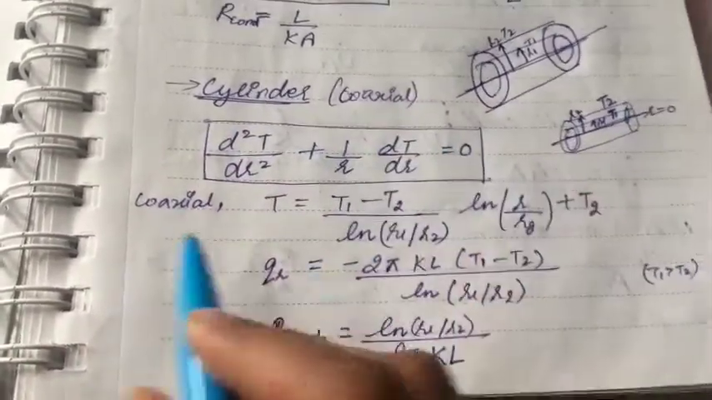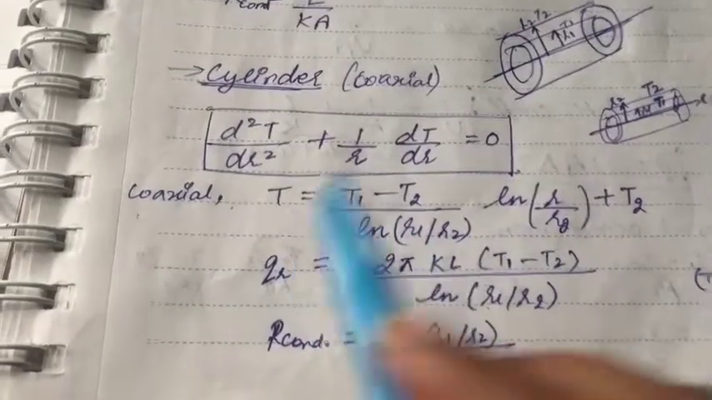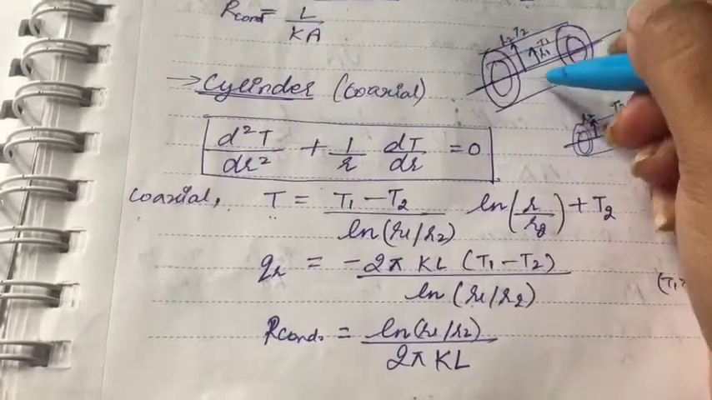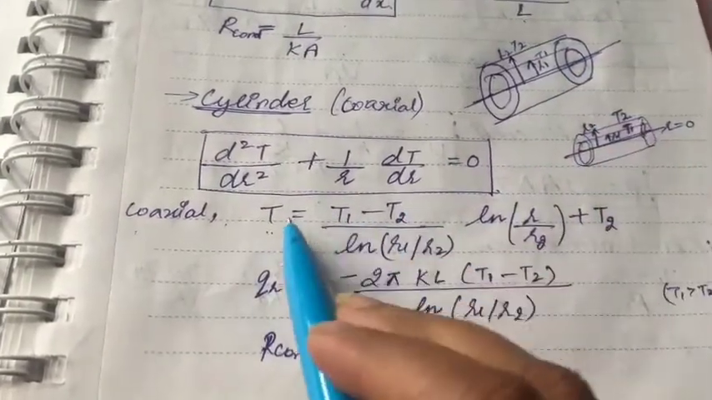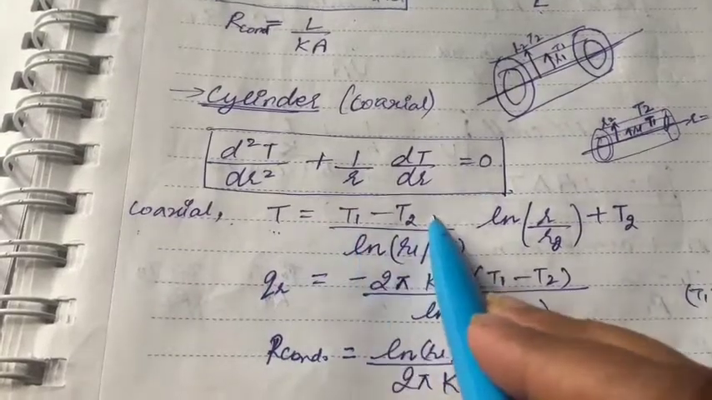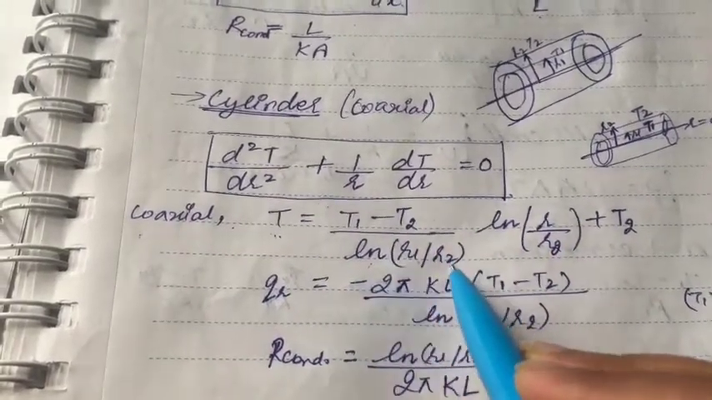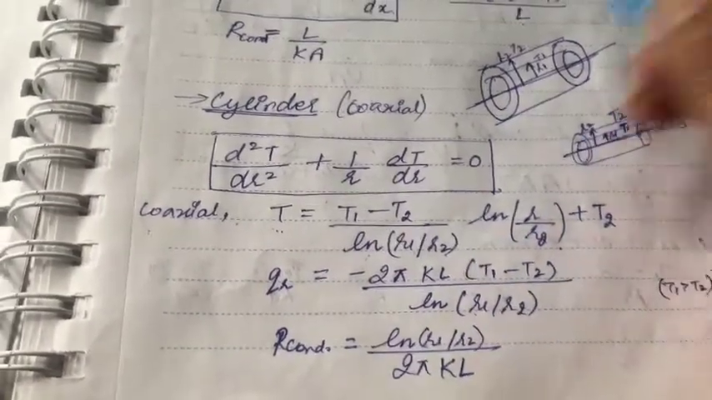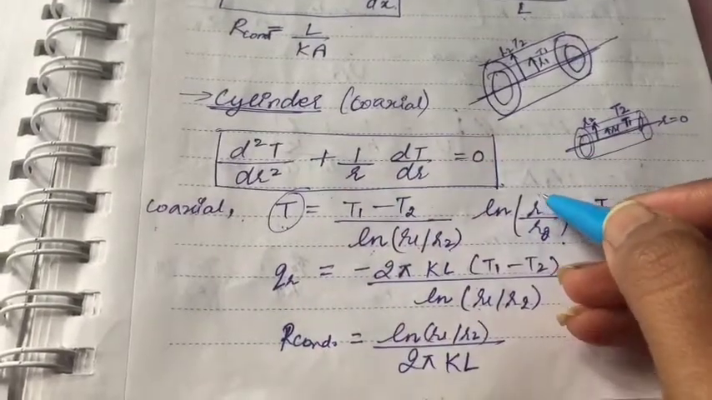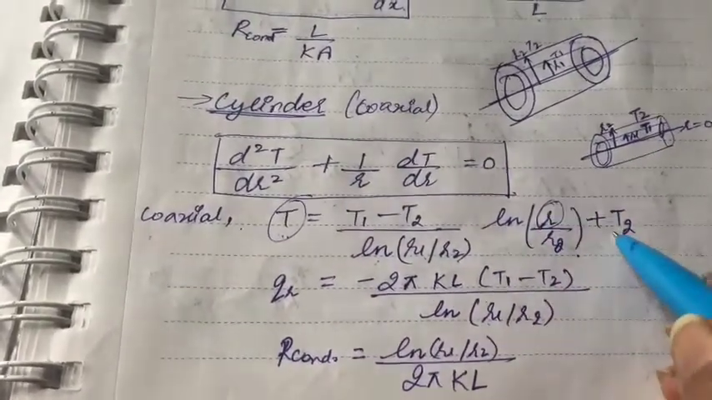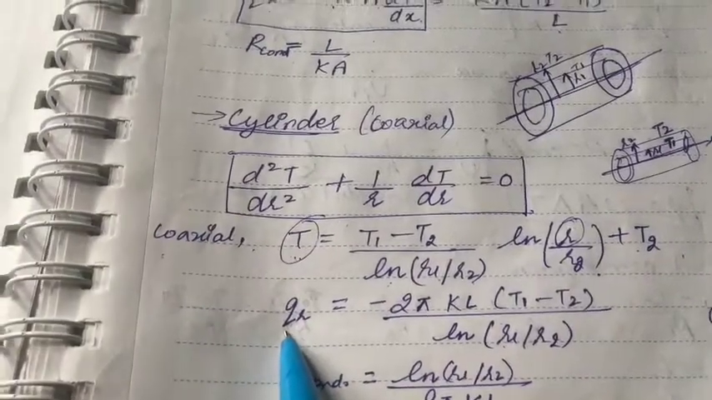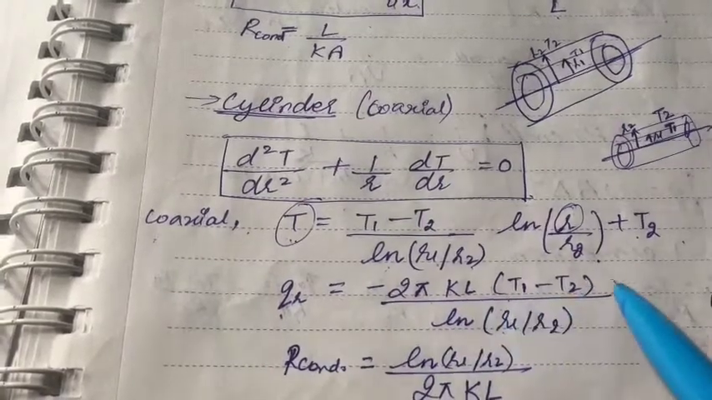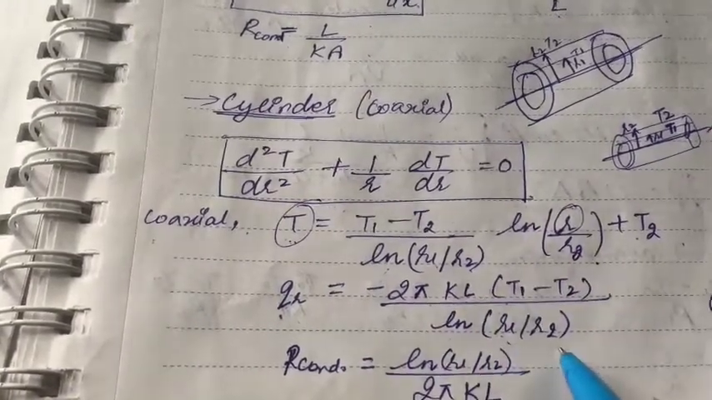So this is the general formula for any cylinder. For a coaxial cylinder, which usually comes, if we have to calculate temperature at any given point on the cylinder, we can use this formula: T is equal to T1 minus T2 upon ln R1 by R2, into ln R by R2, where R is the radius at which we calculate the temperature, plus T2.